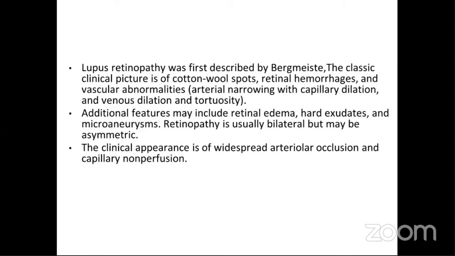Lupus retinopathy was first described by Beckmeister. The classical clinical picture is of cotton wool spots, retinal hemorrhages, and vascular abnormalities like arterial narrowing with capillary dilatation and venous dilatation and tortuosity. Additional features may include retinal edema, hard exudates, and microaneurysms. Retinopathy is usually bilateral but may be asymmetric.